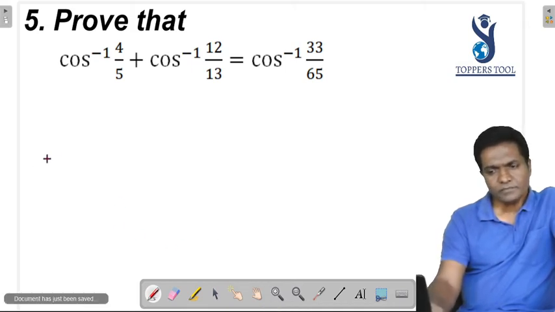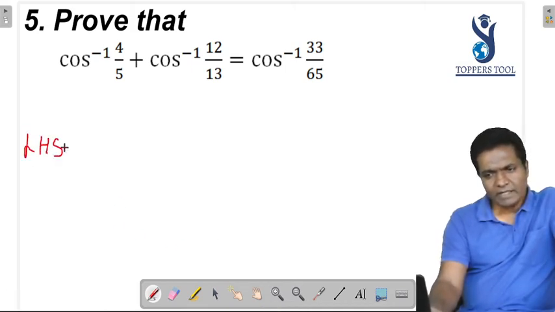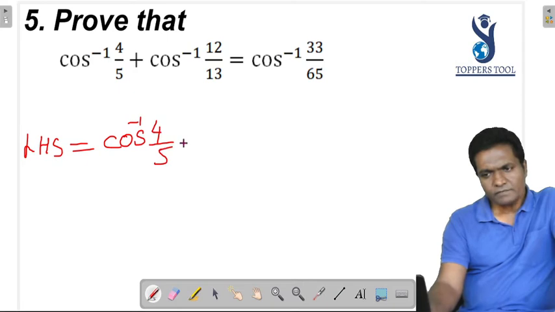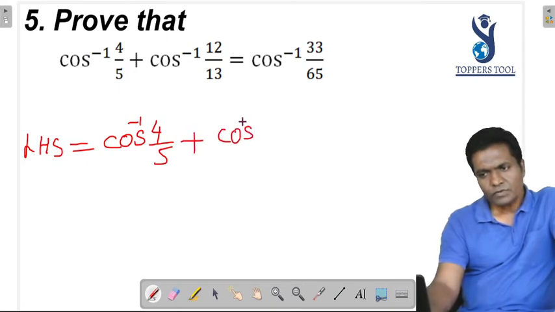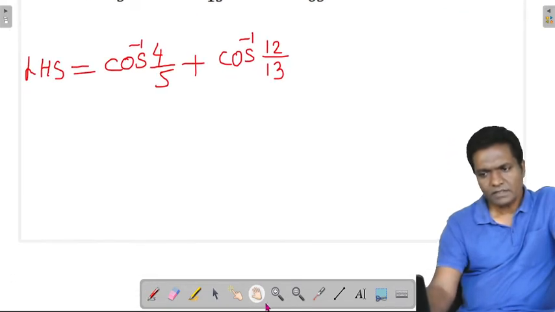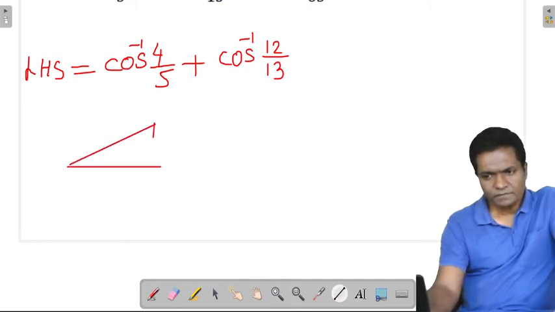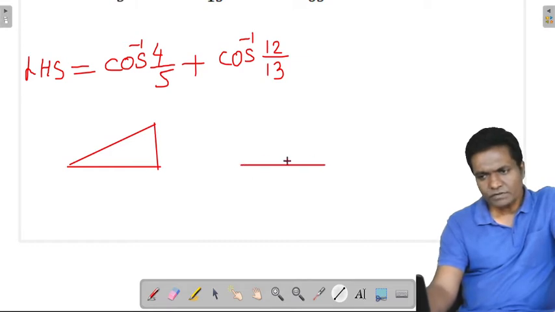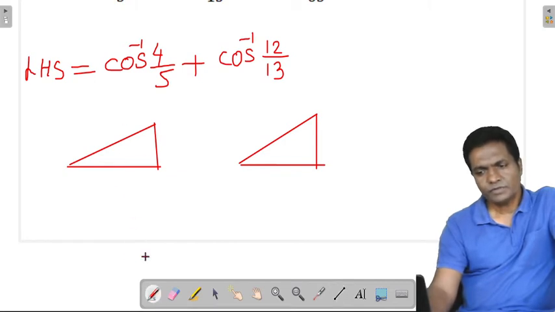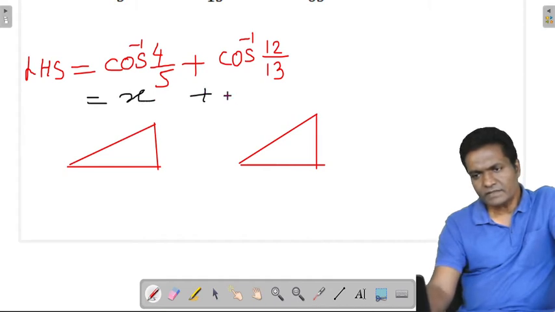Now look, consider the LHS: cos inverse of 4 by 5 plus cos inverse of 12 by 13. I will draw the right angle triangle and show you. You should remember the Pythagorean triplets. Suppose I consider this as x and this as y, so this angle is x and this angle is y.